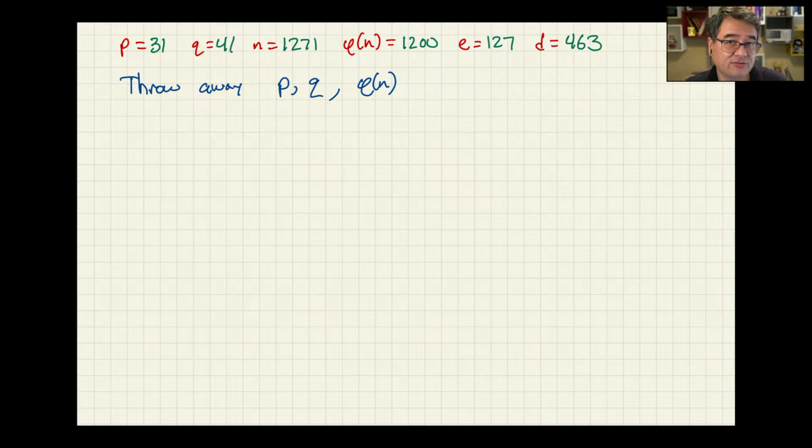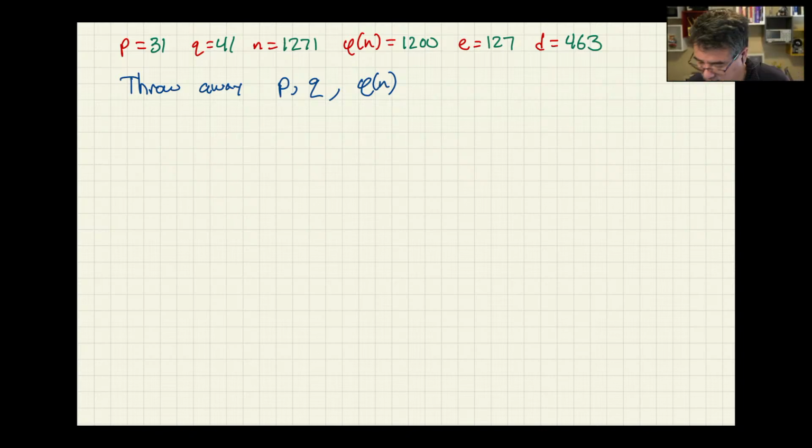The reason why you want to throw away those numbers is they are used as the basis for all the calculations that were done. And so if somebody obtains those numbers, they would be able to then decrypt any message that you sent. So you definitely want to erase those numbers if you possibly can, if you want to keep things totally secure.